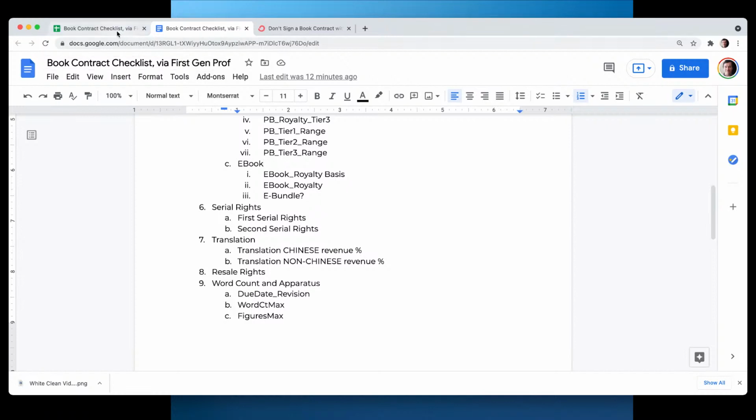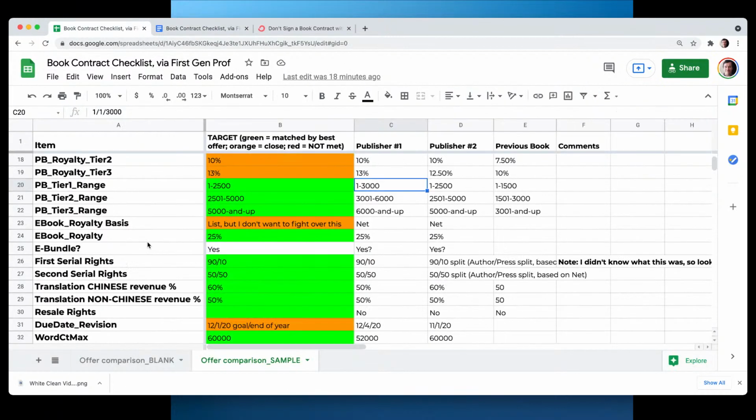Okay, let's go back over to the checklist. We have these things: serial rights, translation, resale rights. I'm not going to delve too much into this, and you can look it up. Google first serial rights, second serial rights. These are rights that pertain to titles that have more popular appeal, where, for example, in the lead up to the publication of your book, or in the opening weeks of it, a magazine or a newspaper has exclusive rights to publish an excerpt of it.